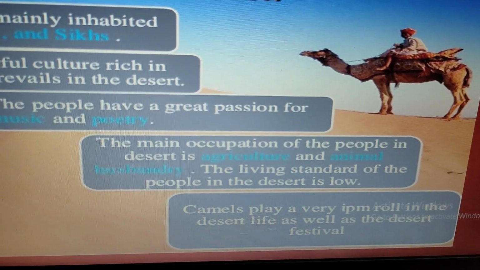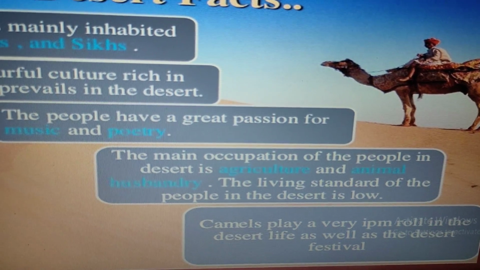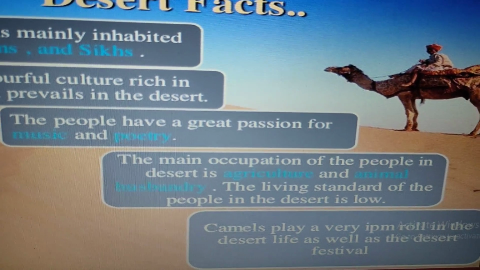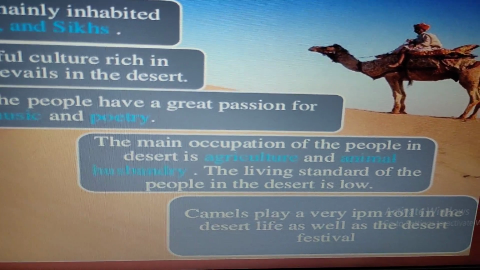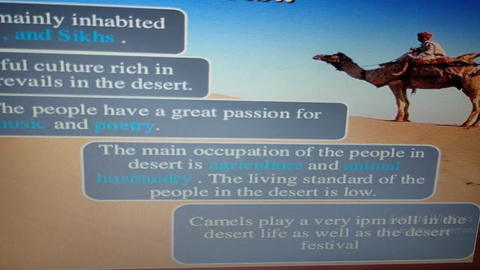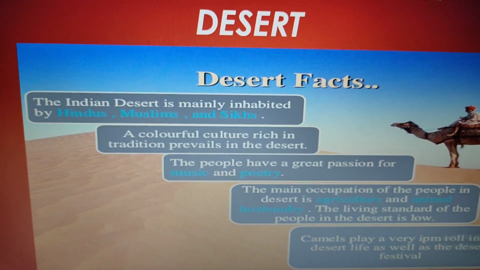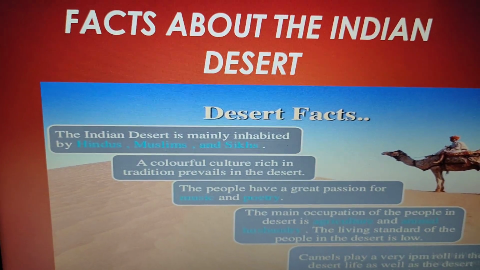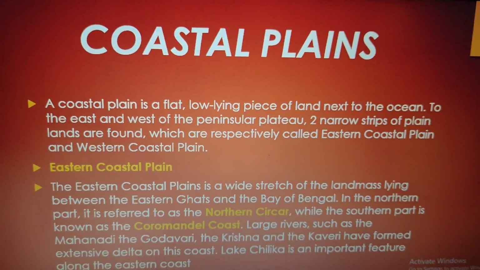The main occupation of the people in the desert is agriculture and animal husbandry. The living standard of the people in the desert is low. Camels play a very important role in desert life as well as the desert festival. Camels are also known as the safari of the desert, or the desert safari.